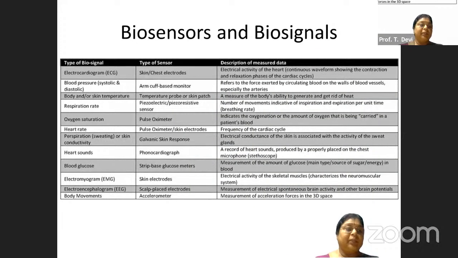Apart from that, IoT plays a very important role in the medical field. Biosensors and biosignals. Type of biosignal: electrocardiogram, ECG. The chest electrodes are the sensors. The electrical activity of the heart can be represented in a continuous waveform, which shows the contraction and the relaxation of the cardiac cycle. There is a blood pressure sensor, respiration rate sensor, blood glucose sensor, heart sound sensor, body movement sensor, and EEG, electroencephalogram, which measures the brain activity. These are all the biosensors, and the biosignals can be studied. So IoT plays a very important role in the medical field.